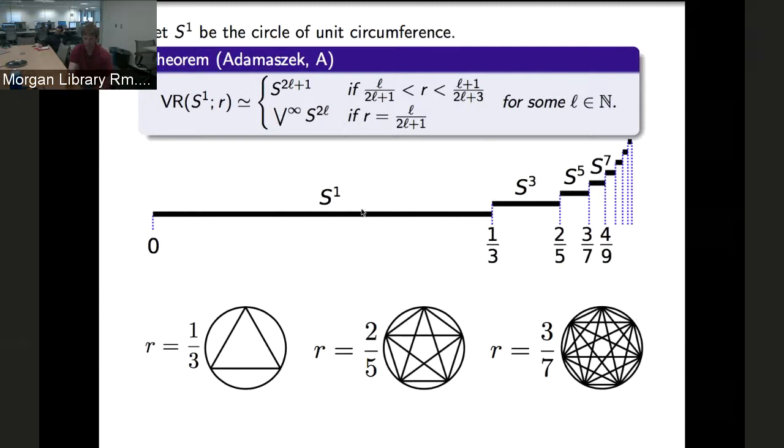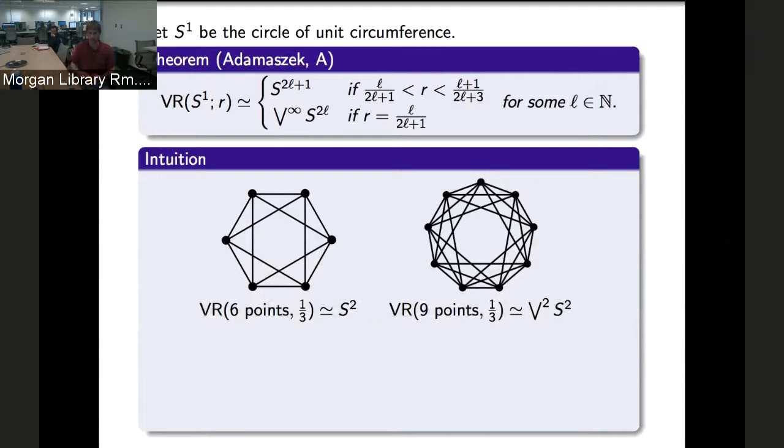So I want to describe this transition from the circle to the 3-sphere, passing through an infinite wedge of 2-spheres. And to help build your intuition, we'll start not with the entire circle, but with finite subsets of the circle. Here on the left, I have 6 evenly spaced points sampled from the circle. I want to consider the Rips complex at scale parameter 1/3. And the Rips complex has the homotopy type of the 2-sphere.